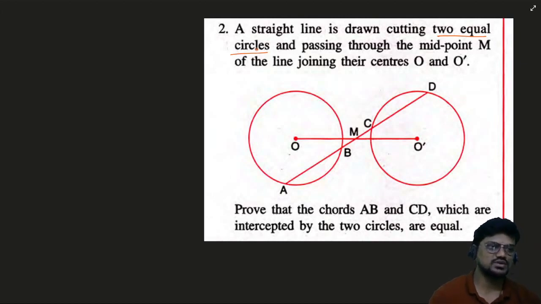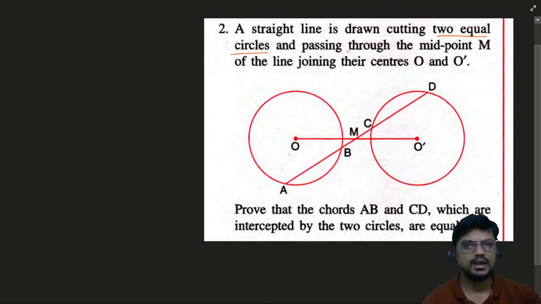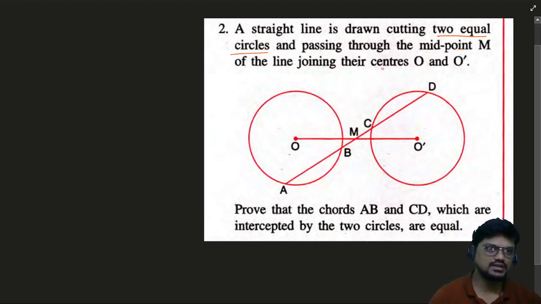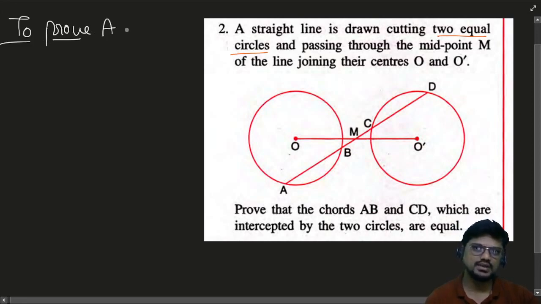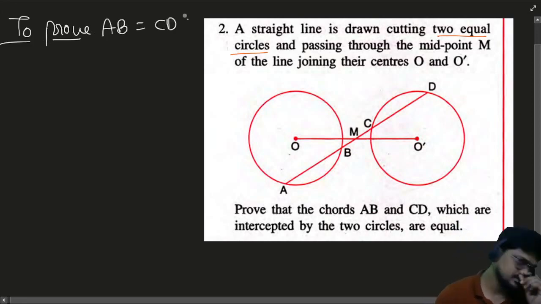Acha, equal circles means what? The two circles will have the same radius. Okay, the radius of both the circles are equal, and now they have said, a straight line is drawn cutting two equal circles and passing through the midpoint M of the line joining their centers O and O dash. Prove that the chords AB and CD, which are intercepted by the two circles, are equal. Now, what you have to prove in this? To prove is AB is equal to CD.